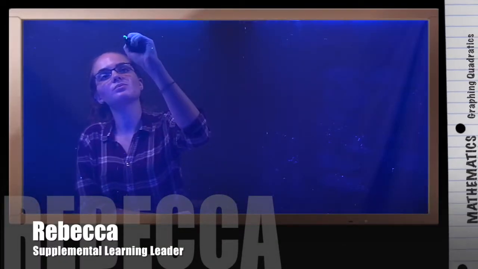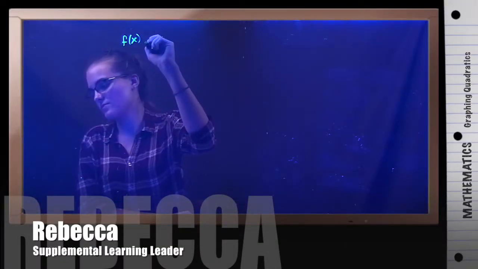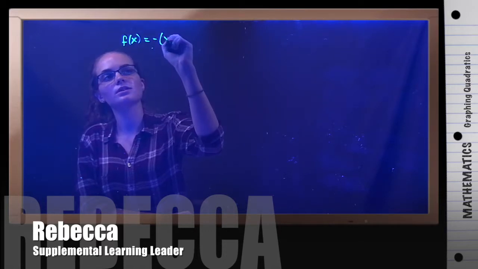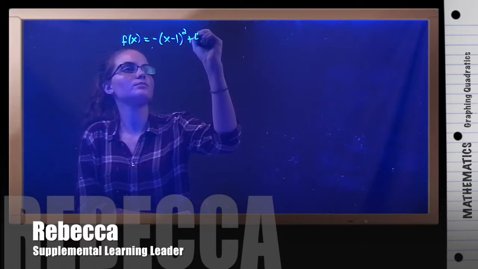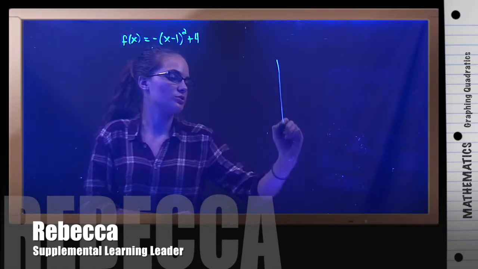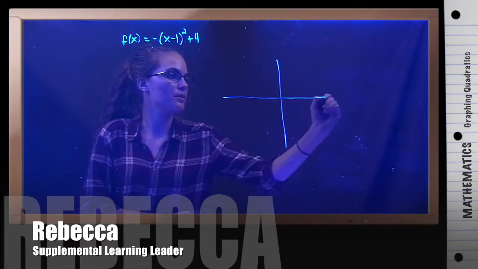For this example, we're going to graph f of x equals negative (x minus 1) squared plus 4. First, I'm just going to draw my graph.